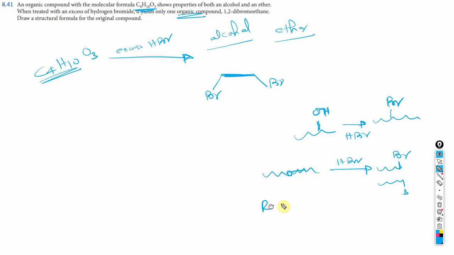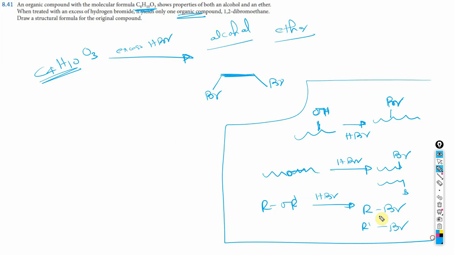So if we have ROR with HBr, you're going to get RBr, and if there are two different alkyl groups, then you'll get RBr and R prime Br. So these are the reactions you want to remember so that you can answer this question. So we have a 4 carbon containing molecule, and that gives you only 2 carbon containing product, which means you are making 2 of these products. And now we can go back and reconstruct the original structure of the molecule.